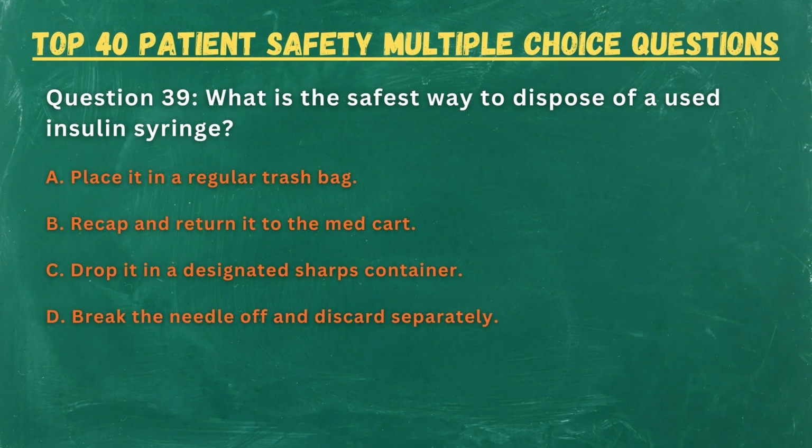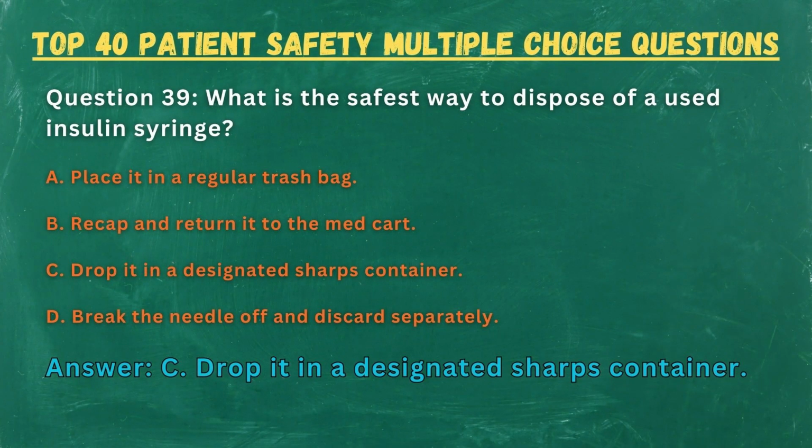Question 39. What is the safest way to dispose of a used insulin syringe? A. Place it in a regular trash bag. B. Recap and return it to the med cart. C. Drop it in a designated sharps container. D. Break the needle off and discard separately. Answer. C. Drop it in a designated sharps container.